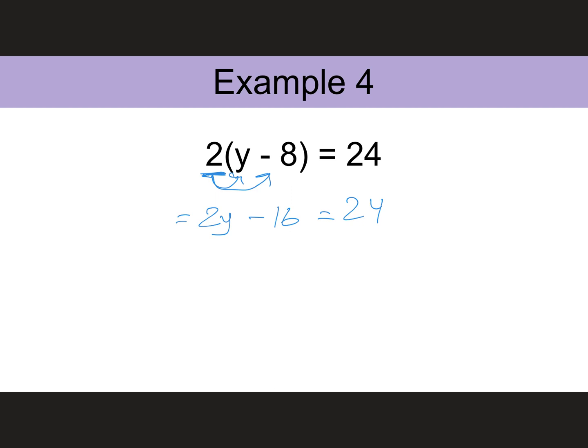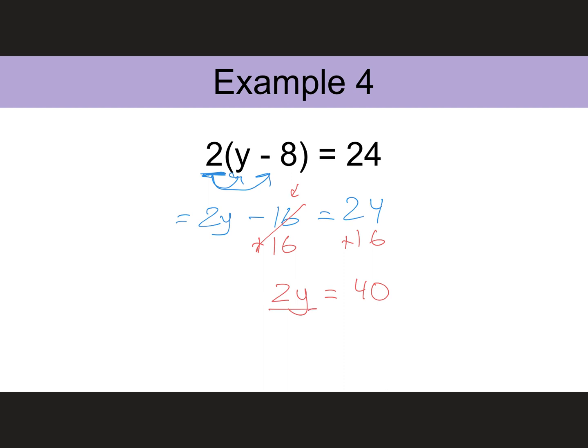Now I have a 2-step equation. So this is really a 3-step equation. But now with my 2-step equation, I'm going to work it the same way I did before. The first thing I want to do is get rid of this minus 16. So if I have a negative 16 and I add 16 to it, it cancels out. But I just have to remember to do it to the other side. Now what I'm left with is 2 y's are equal to 40. 24 plus 16 is 40.